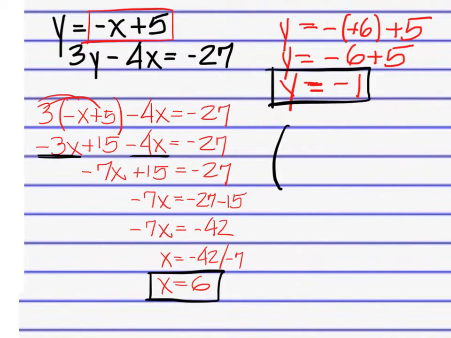The solution is a point, since both of these equations represent a line. They intersect somewhere. So that point is 6, negative 1. This is x, and this is y.